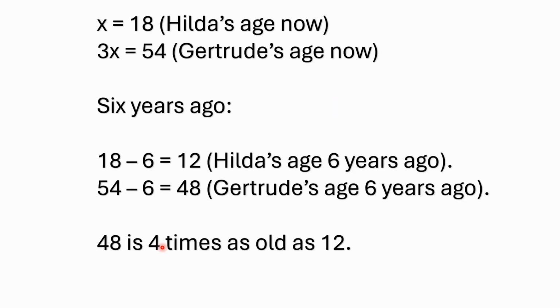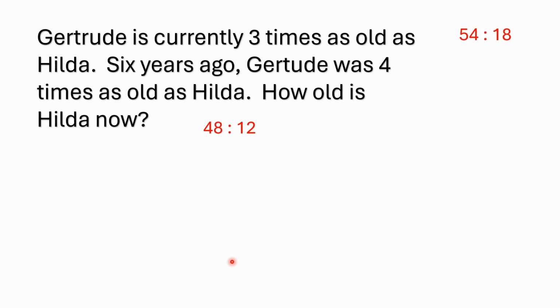And you can go back and think about it, like go back 6 years ago. Well, 18 minus 6 is 12. So 6 years ago, Hilda would have been 12. Gertrude would have been 54 minus 6. She would have been 48. That would have been Gertrude's age 6 years ago. And we've got to figure out if that matches the word problem. So 48 is definitely 4 times the value of 12. So 48 is 4 times as old as 12. So that fits the word problem.